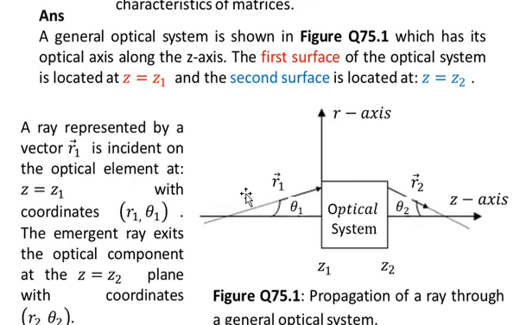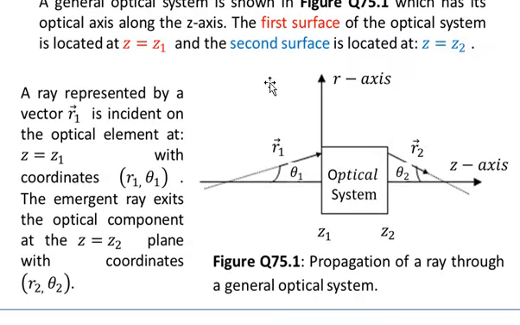The answer is, a general optical system is shown in figure 1, which has its optical axis along the z-axis. The first surface of the optical system is located at z equal to z1, and the second surface is located at z equal to z2. So consider the figure. The caption of the figure is propagation of a ray through a general optical system.